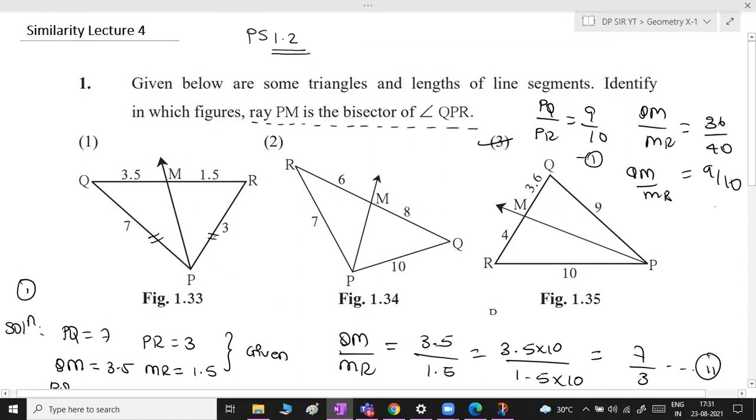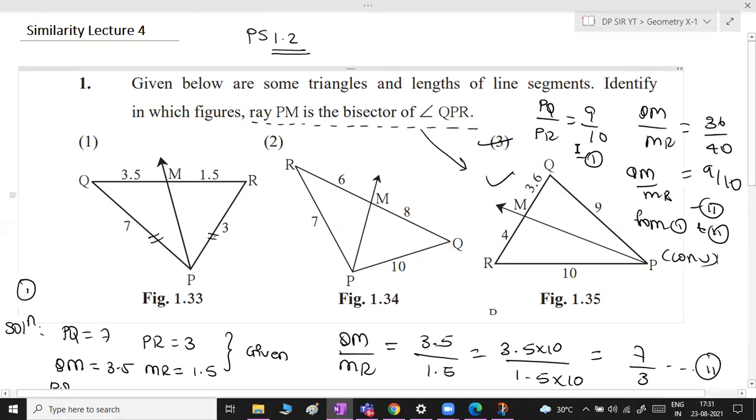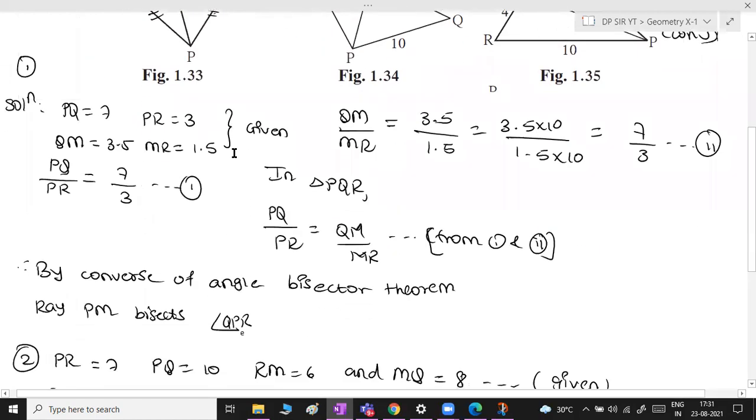Let this be my 1, let this be my 2. From 1 and 2, it clearly indicates that it's a bisector and therefore, ye bisector hai. So here in this case, it is true using converse of angle bisector theorem. I hope this first question is very clear to you all.